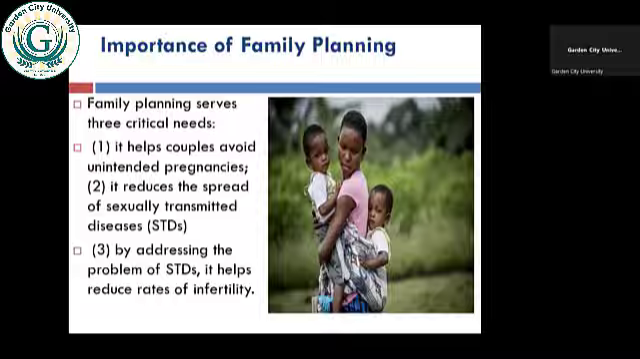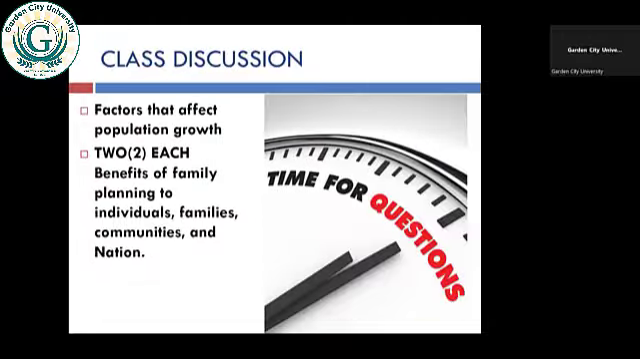I know some of us here are directors, some are coordinators of family planning units. And we know from our diploma experiences that family planning serves 3 critical needs: it helps couples to avoid unintended pregnancies. It reduces the spread of sexually transmitted diseases or infections. By addressing the problem of sexually transmitted diseases, it also helps to reduce infertility. We have all heard of family planning, and we have been told or reminded about the definition of family planning.